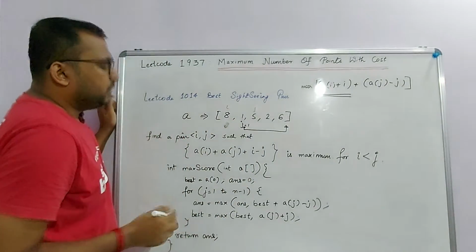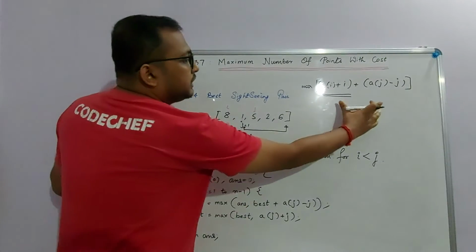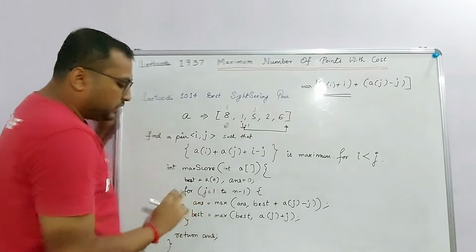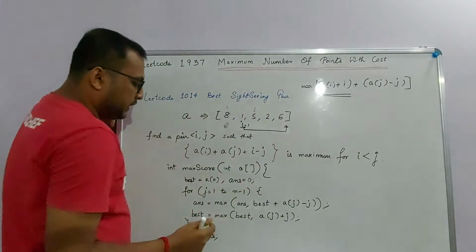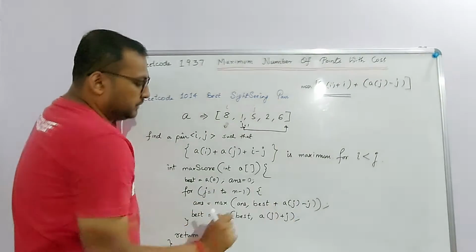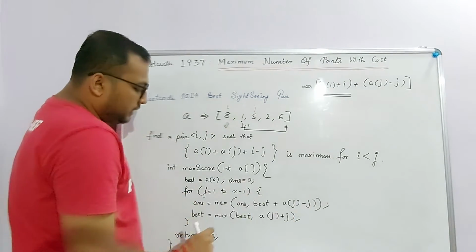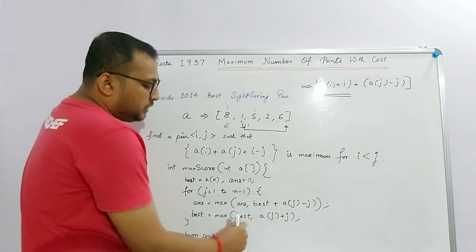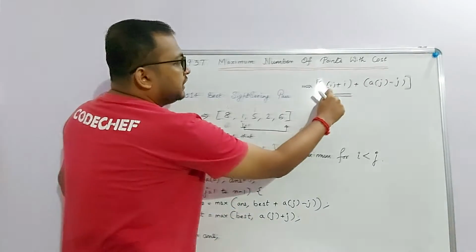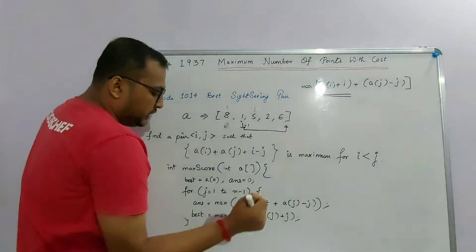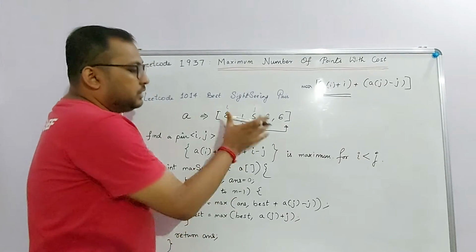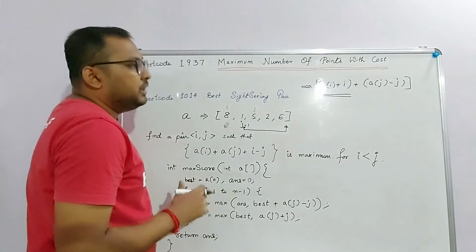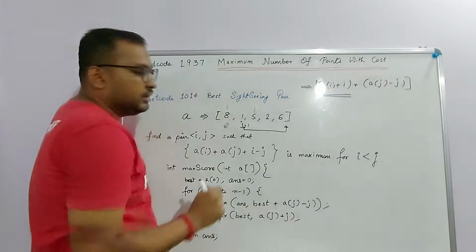Every time, what is the answer? It's nothing but this equation. So I simply take the best that I have, the best plus a of j minus j, that is a of current value minus j. Next, as I move ahead, I update my best, which is the max of best or the current value a of j plus j. So that is why I have updated here. Like this, in linear time, I can get this particular pair, and this is what will help me in determining this solution as well.